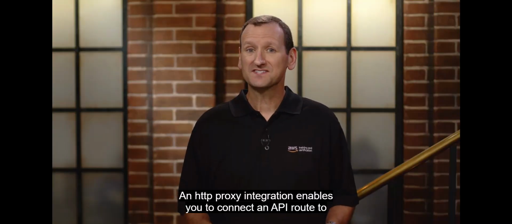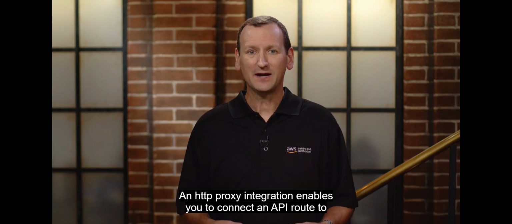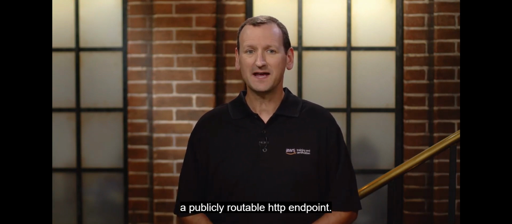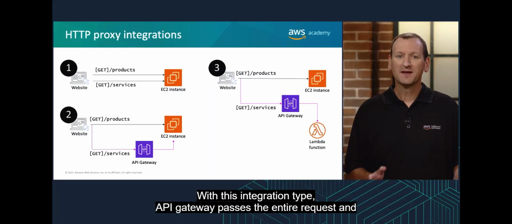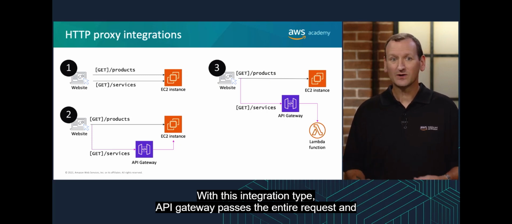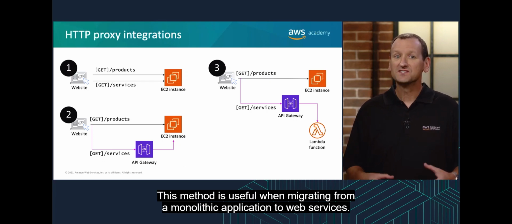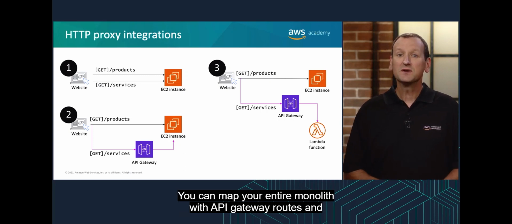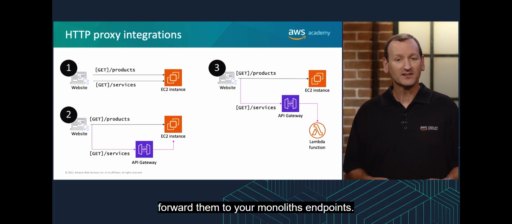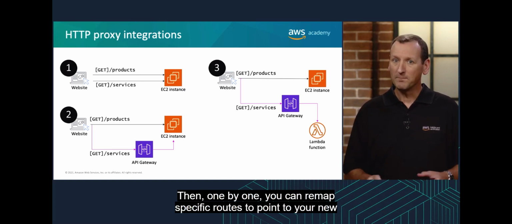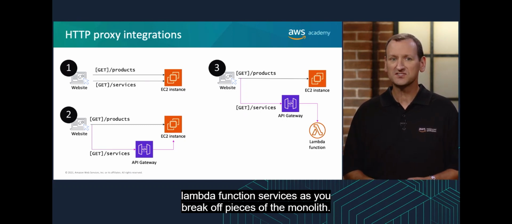An HTTP proxy integration enables you to connect an API route to a publicly routable HTTP endpoint. With this integration type, API Gateway passes the entire request and response between the front end and the back end. This method is useful when migrating from a monolithic application to web services. You can map your entire monolith with API Gateway routes and forward them to your monolith's endpoints. Then, one by one, you can remap specific routes to point to your new Lambda function services as you break off pieces of the monolith.